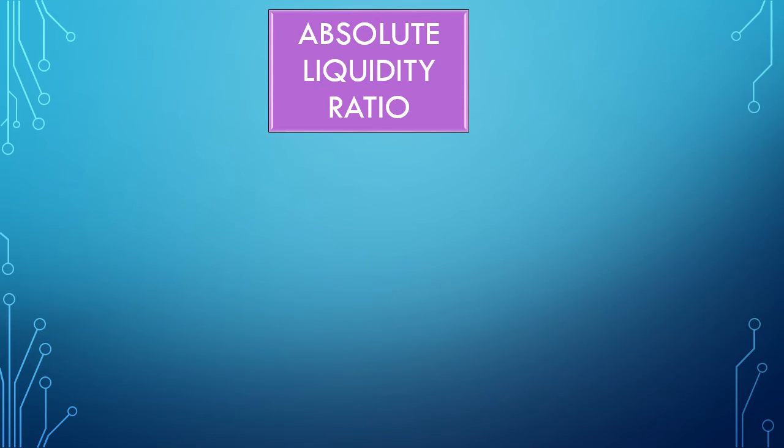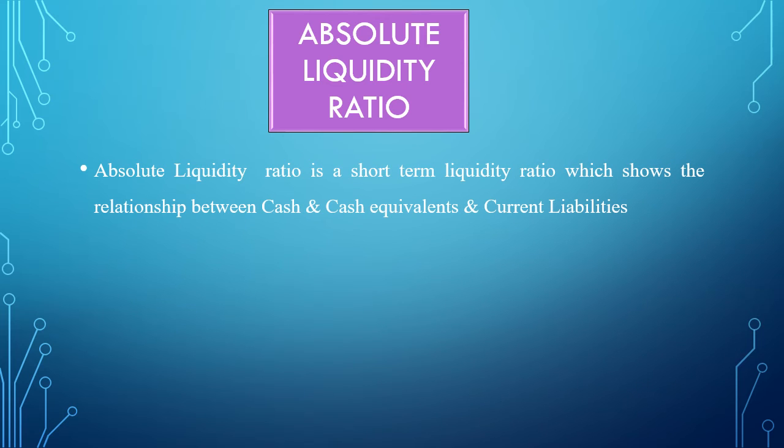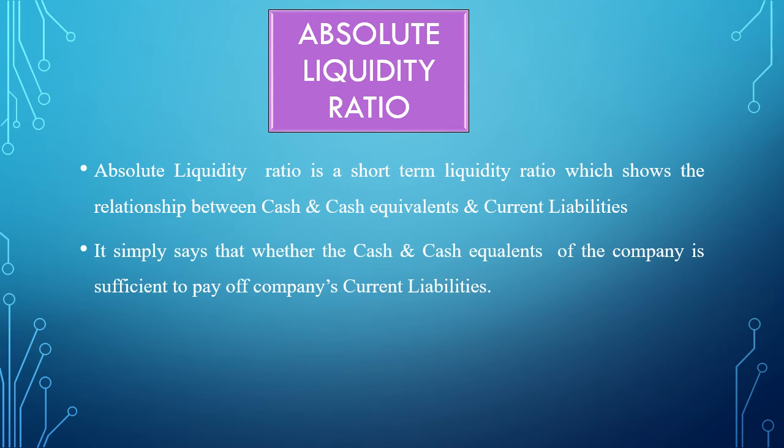And the last short-term liquidity ratio, absolute liquidity ratio. Absolute liquidity ratio is a short-term liquidity ratio which shows the relationship between cash and cash equivalents and current liabilities, which is more liquid than quick assets, which means the highly liquid elements are taken for absolute liquidity ratio. It simply says whether the cash and cash equivalents of the company are sufficient to pay off the company's current liabilities. If the company has a current liability of rupees 50,000, how much cash and cash equivalent is able to pay off its part?